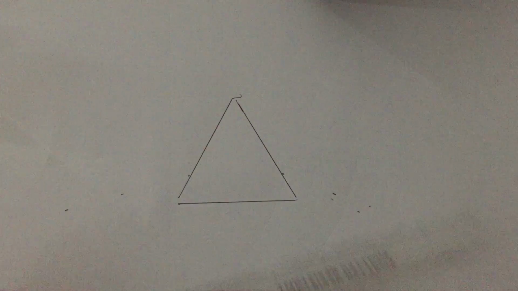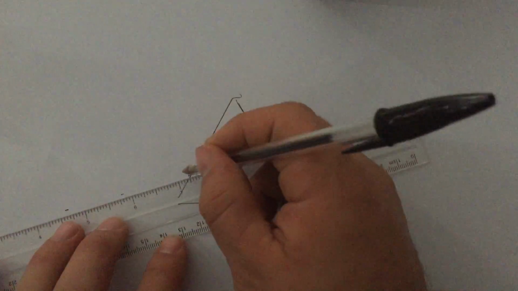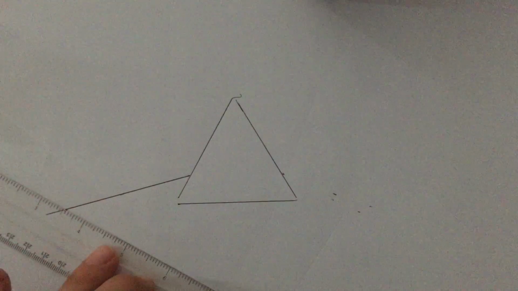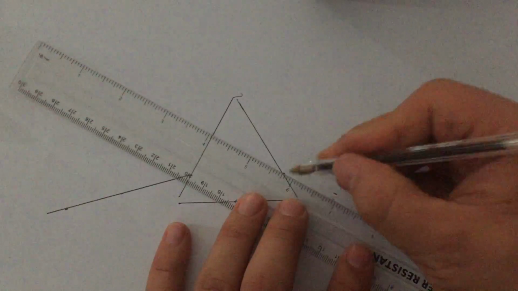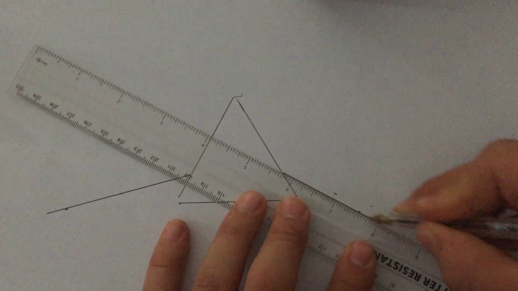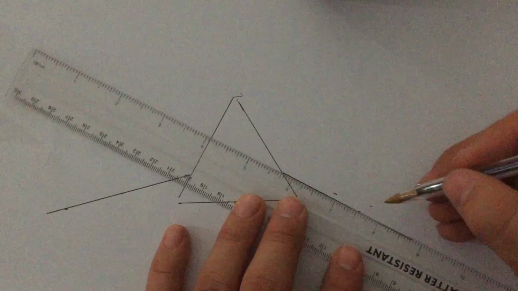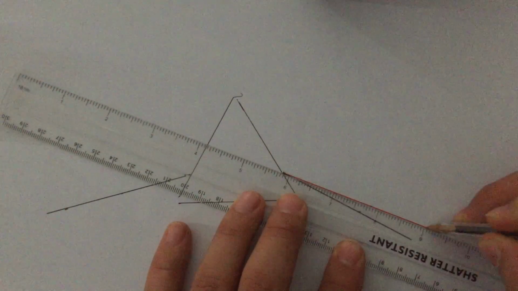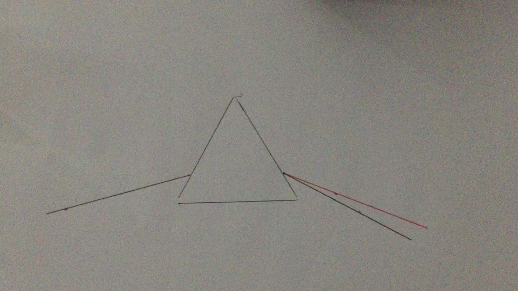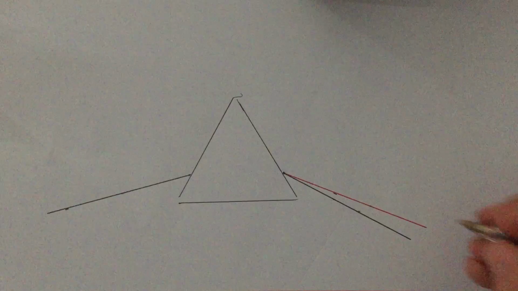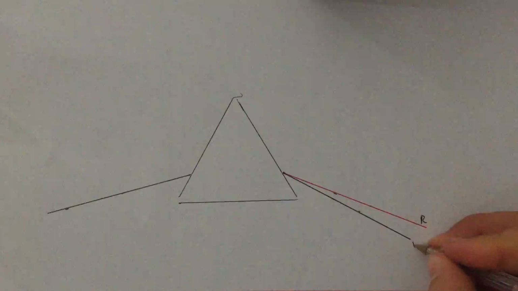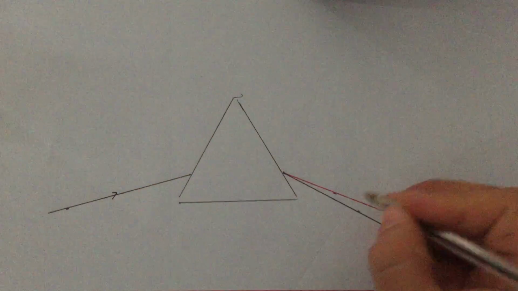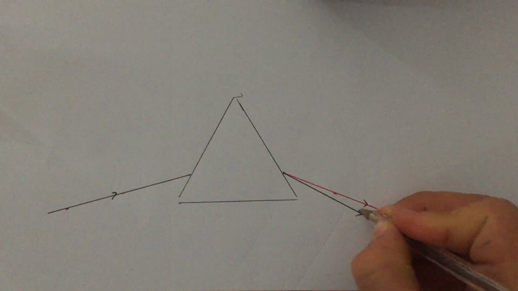So what I'm going to do is connect up my white light like so, and then from this point I'm just going to do the violet light still in black, but just so you have a contrast with the red light, I'm going to show it coming out with my red pen. Okay, so we have red light coming out here and violet light coming out there. We must make sure we put our arrows on for our ray diagrams.